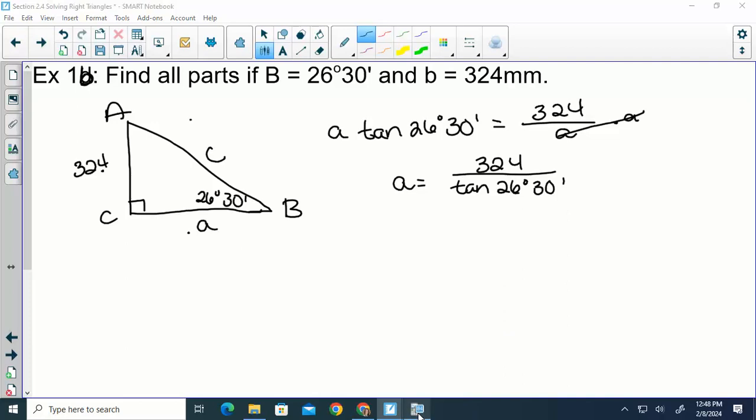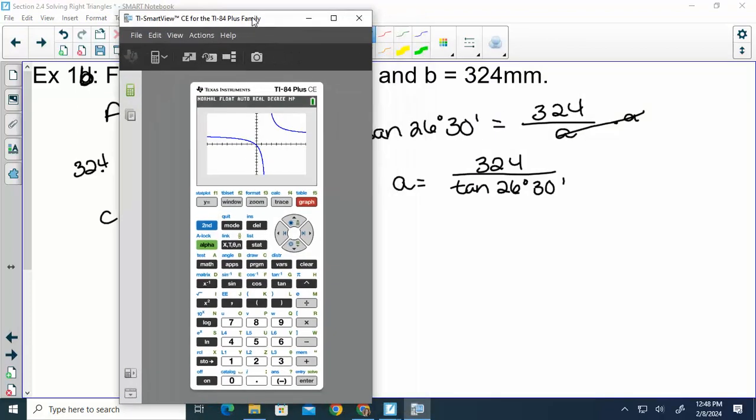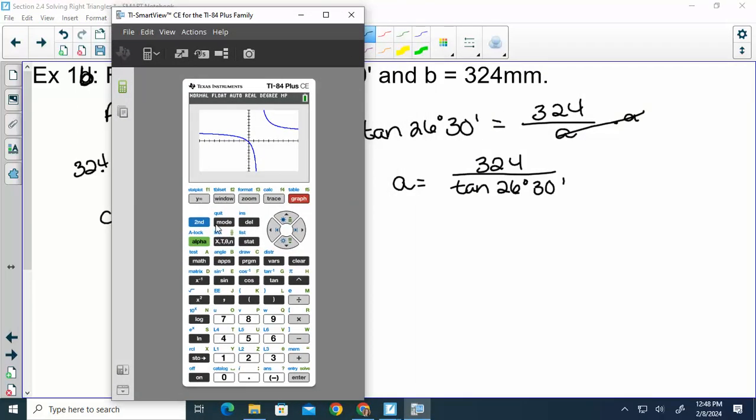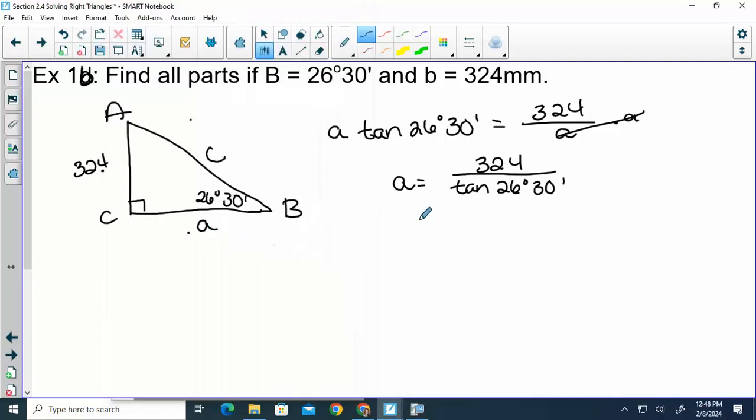Okay, so remember when you're typing that in, you have 324 divided by tangent, and you do 26 plus 30 over 60. And we get 649.8434.